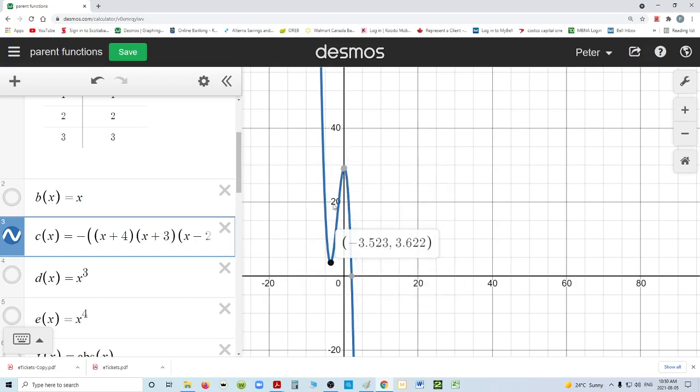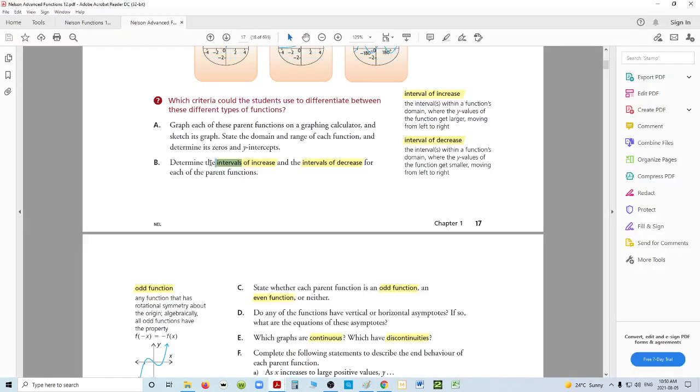Well, that means at some point, in order for it to turn around, there has to be a point where it gets less steep. And you're going to learn that in calculus. But at this stage, we're just learning what intervals of decrease are, intervals of increase, and intervals of decrease. So that's going to be something you need to spot.